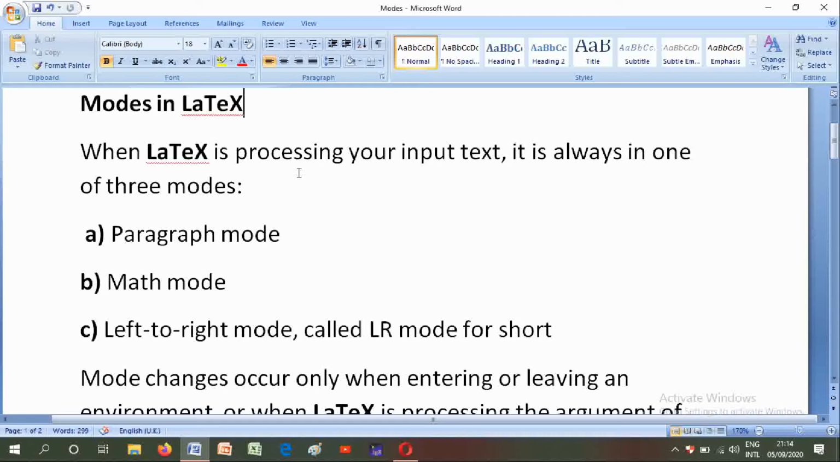Modes in LaTeX. When LaTeX is processing your input text, it is always in one of three modes. Number one is paragraph mode. Number two is math mode, and number three is LR mode, which stands for left to right mode for short.